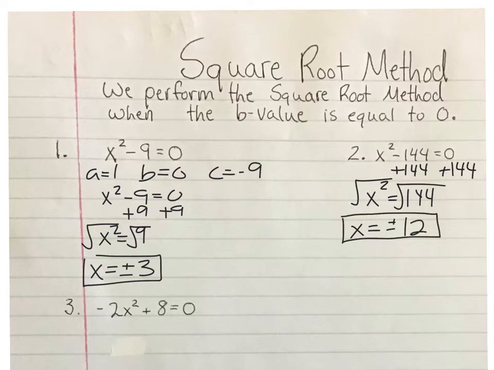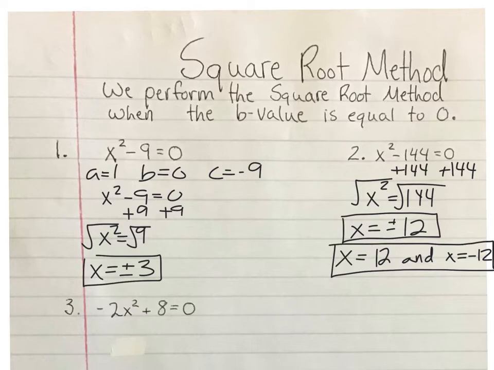Now, a lot of people mistake this as one answer, but this is actually 2 answers. The idea is that I have x equals 12 and x equals -12. So just keep in mind that plus or minus is just a way that we like to condense it down and not have to write the word "and" or anything like that. We just use plus or minus. It gets the point across that you have both.